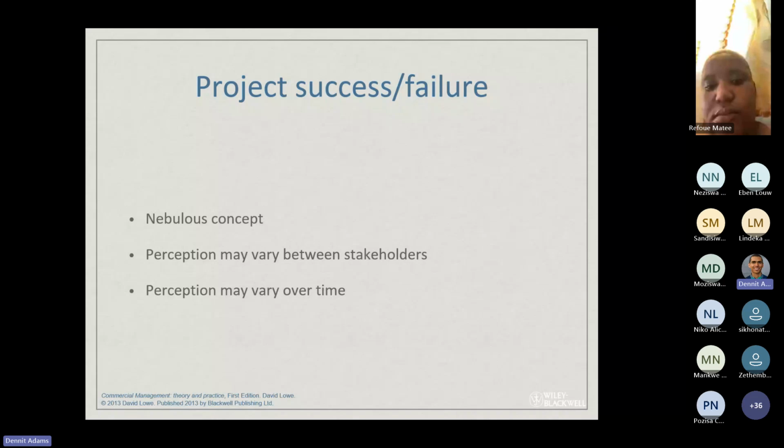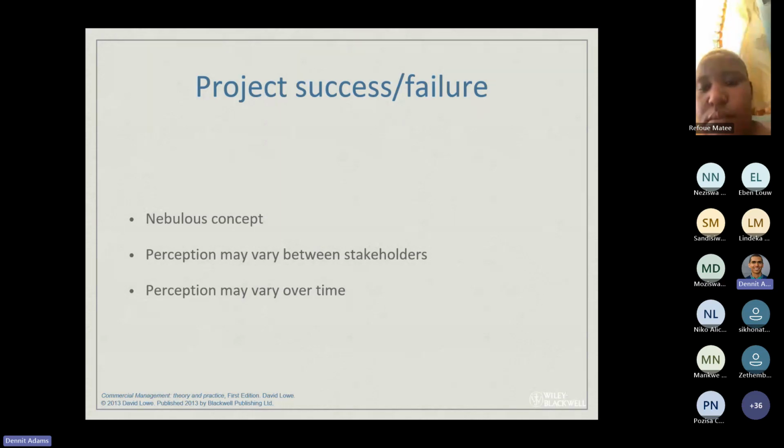Project success or failure, if you think about it, is a nebulous concept. So people don't really define it well. It's forever moving. It shifts. So that's what nebulous means. It can shift. The goals shift. Perception may vary between stakeholders. So what that means is a success for your board members is not a success for your workers, not necessarily. Success for your clients, the outward facing people, is not success for the internal.